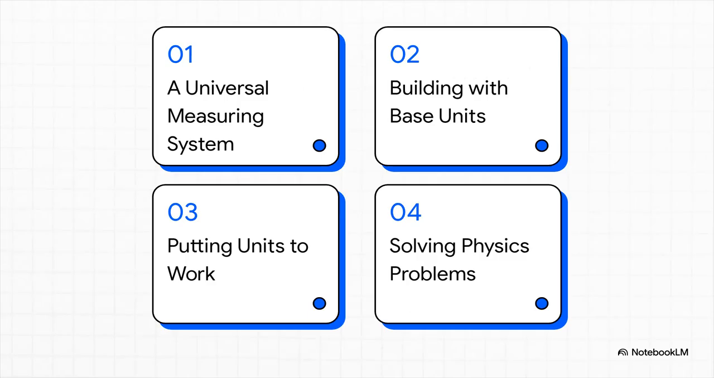So, to get a handle on this, here's our game plan for today. First, we're going to look at the universal measuring system that scientists all agreed on. Then, we'll see how pretty much everything is built from just a handful of fundamental units. After that, we'll learn how to use these units as a secret weapon to check our work. And finally, we'll put it all into practice and solve some real physics problems.